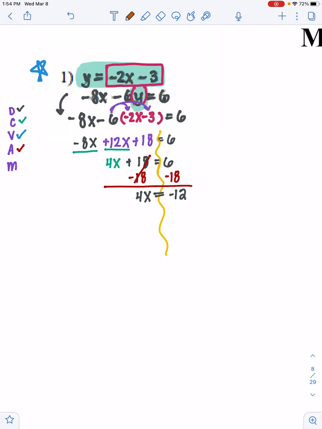And then last but not least, multiply or divide by your coefficient. In this case, it is 4. We are always multiplying or dividing by the number in front of our variable. We end up getting x equals negative 3.